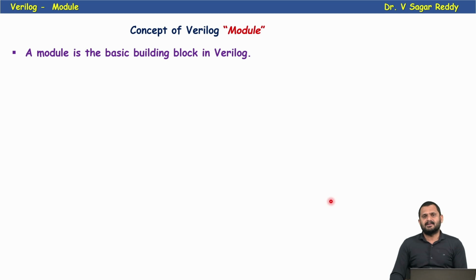So think of it like this. In software, we have functions and classes. In hardware, we describe the blocks of logic using a module. It defines inputs and outputs and also the behavior of the circuits.